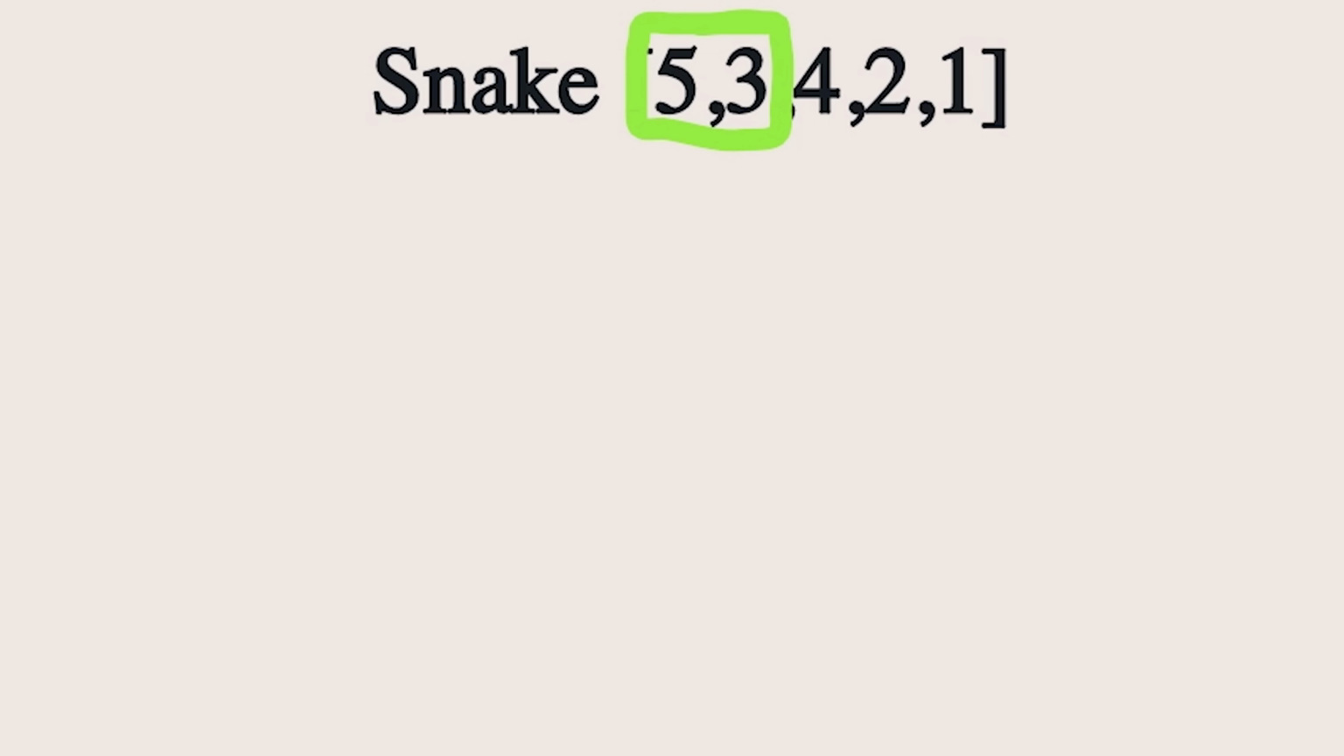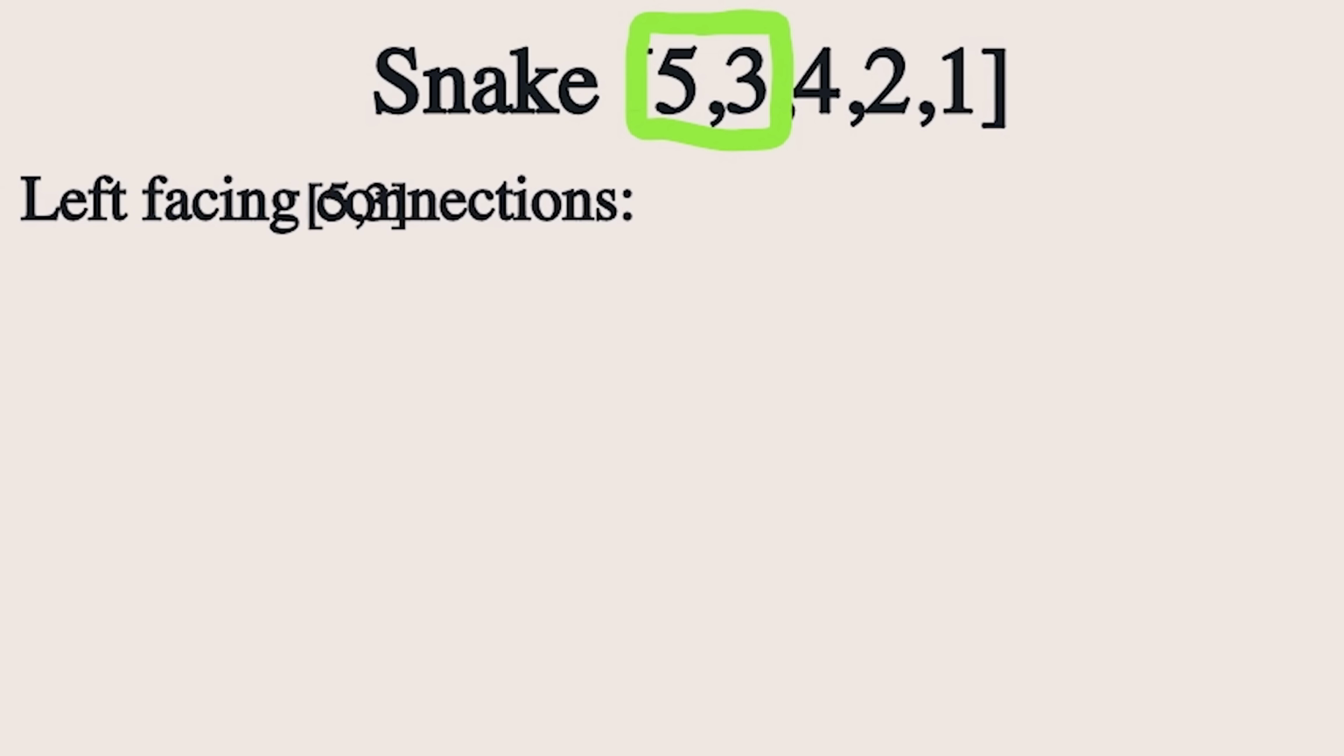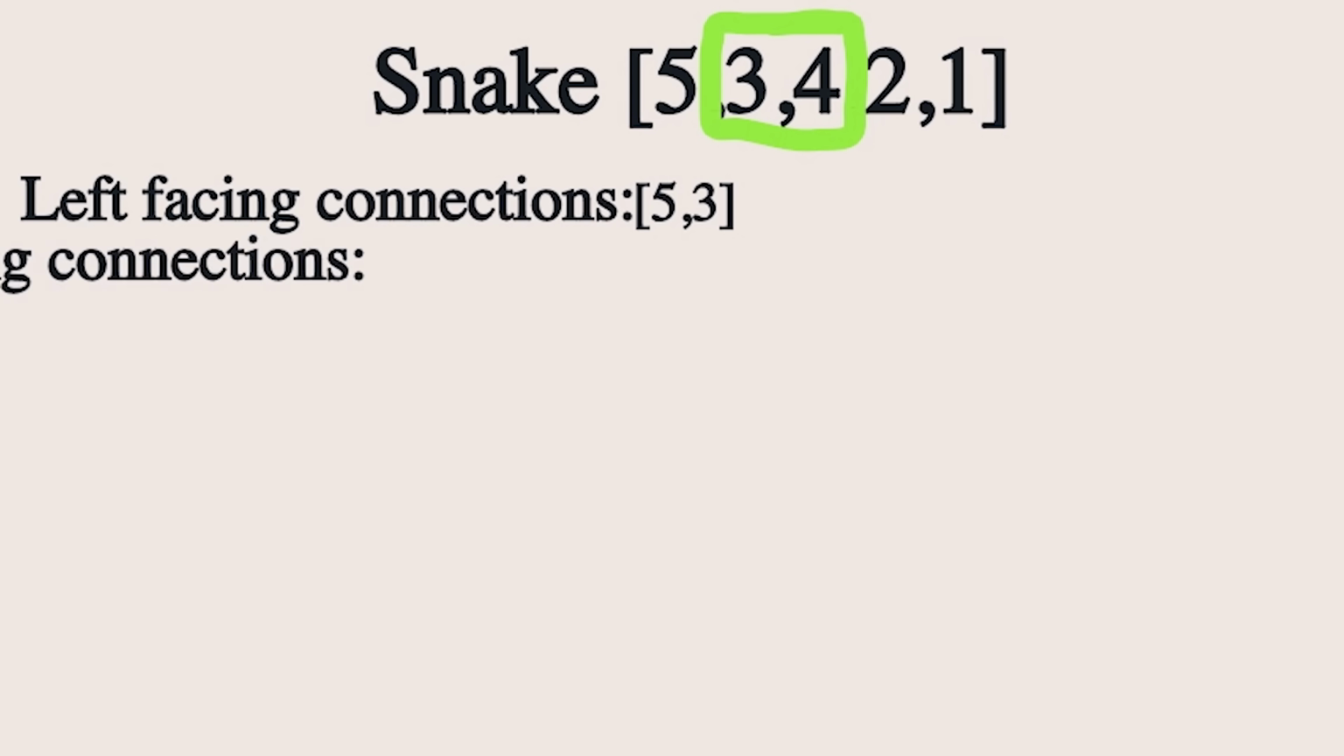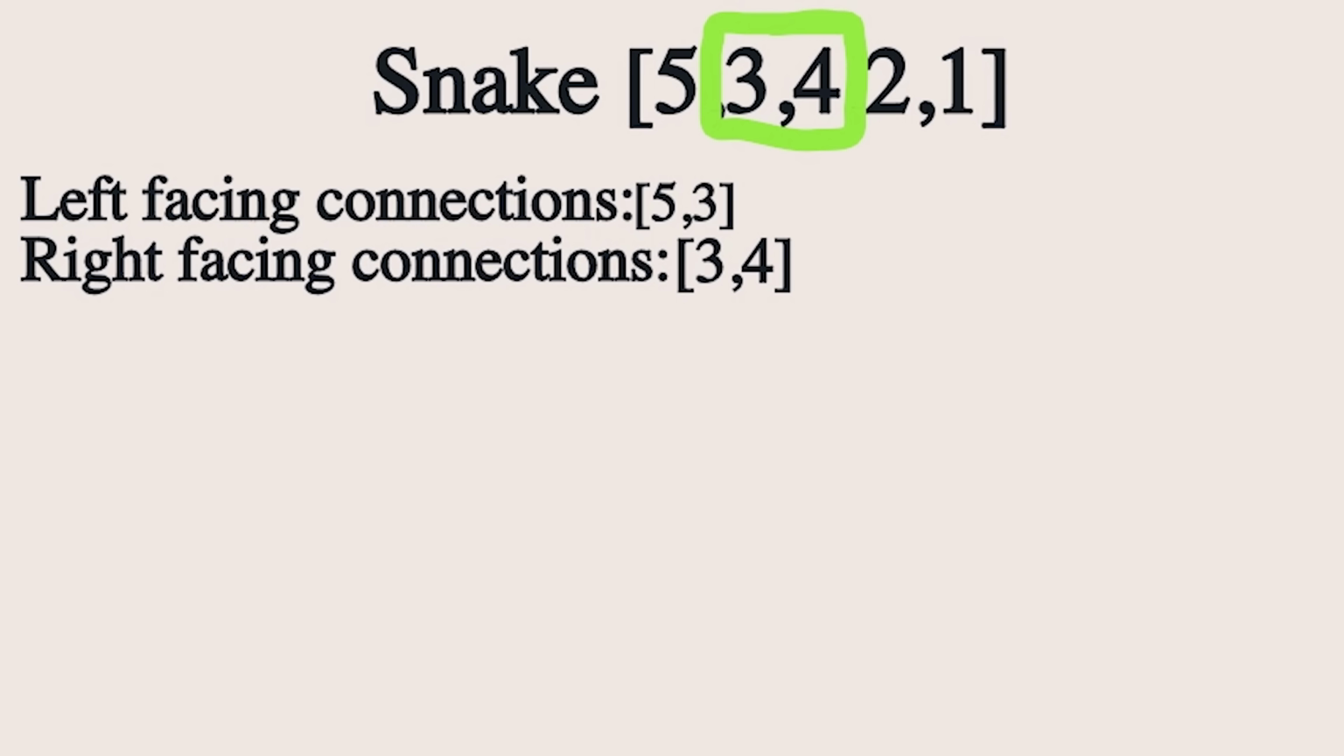Look at the first two segments of a snake and store them in an array for left-facing connections. Then go to the second segment and the third, marking that connection to the right. We can keep doing this for each connection we come across.